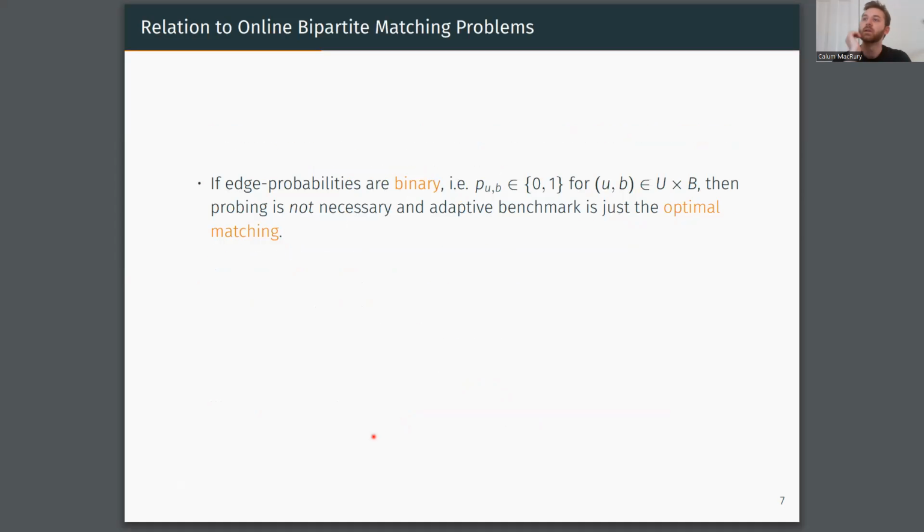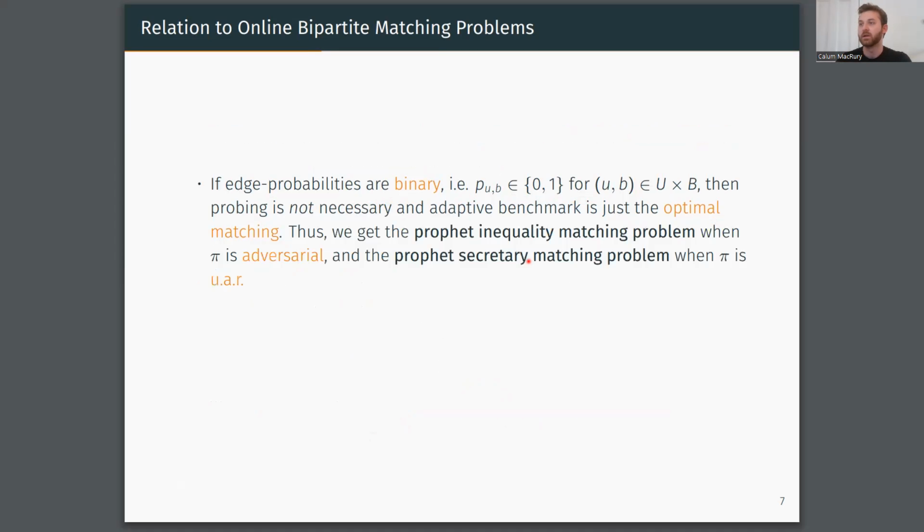Either V is going to arrive in adversarial order or random order, depending on the problem we're interested in. So how does this relate to other online bipartite matching problems? The first thing to notice is that if all the edge probabilities are binary, then probing isn't necessary, and the adaptive benchmark is really just the optimum offline matching. This means we're actually generalizing the prophet inequality matching problem when the arrival order is adversarial, and we're generalizing the prophet secretary matching problem when the arrival order is uniformly at random.